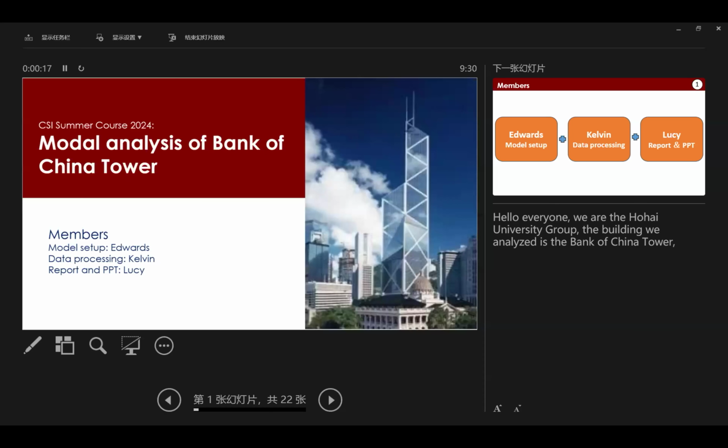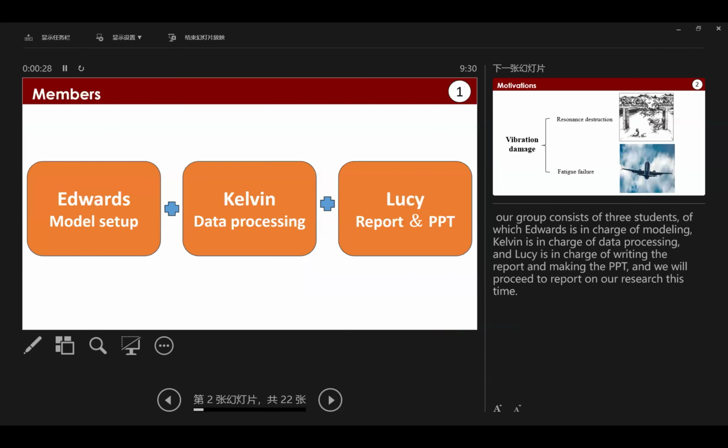We are the Hohai University group, and today we will introduce this building named Bank of Chinatown. Our group consists of 3 students, of which Edward, me, is in charge of modeling, Calvin is in charge of data processing, and Lucy is in charge of making the PPT and writing the report. And we will proceed to report our research this time.